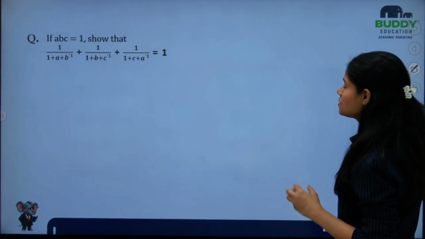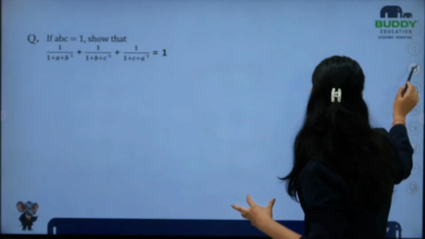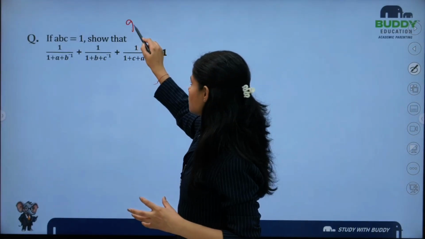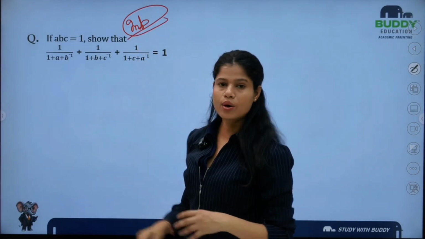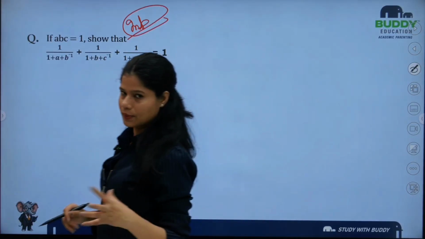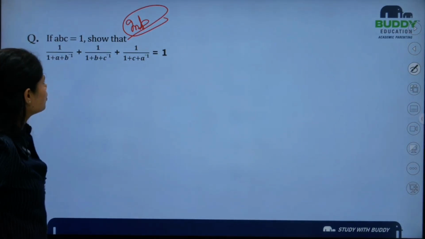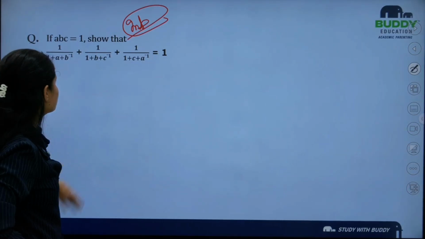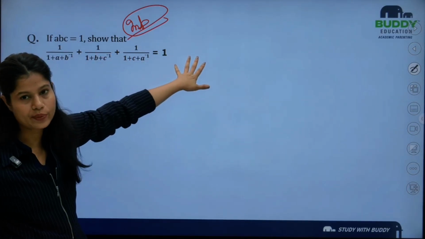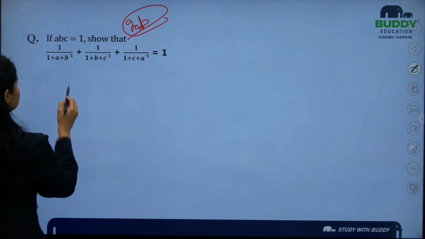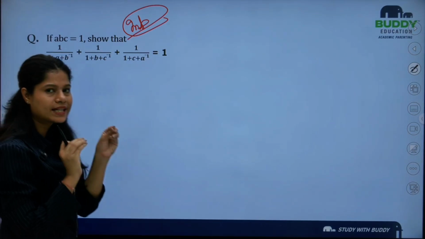And again, the question is very interesting and a very important question. Okay, let's do it now. The question is, if a into b into c equals 1, then we have to show that this whole thing is equal to 1. All right, so for this you can see that there are a few negative parts.